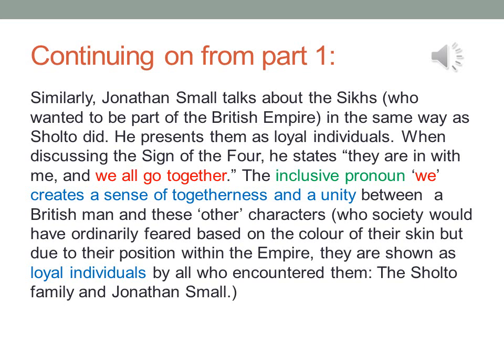The Sholto family also present them in a positive light, and so does Jonathan Small. So it's very clear that the British Empire had great power over how people were seen in society, and that racism wasn't as governed by the colour of skin as it was by how much a person pledged allegiance to the British Empire and British rule.